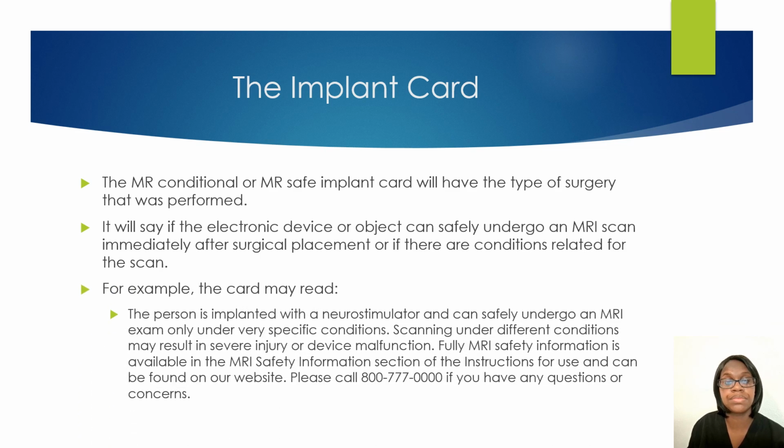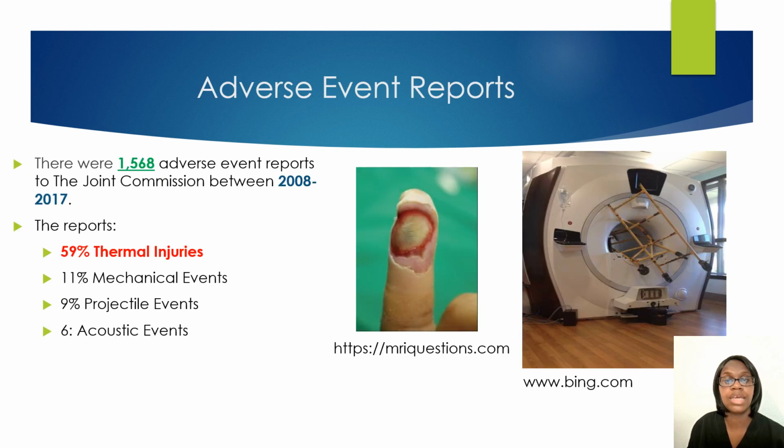For the adverse event report, this is from 2008 and 2017 by the Joint Commission, and there was about 1,500 adverse events reported. So the reports that got the most percentage was thermal injuries. So that's 59%. 11% is mechanical events, 9% projectile events, and 6% you have the acoustic events.